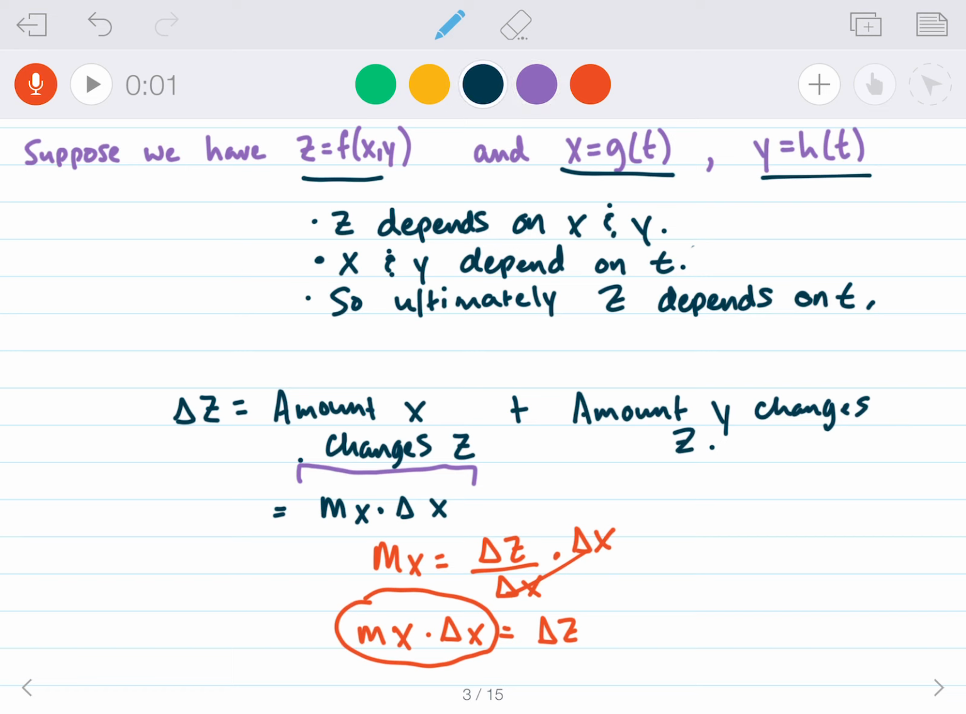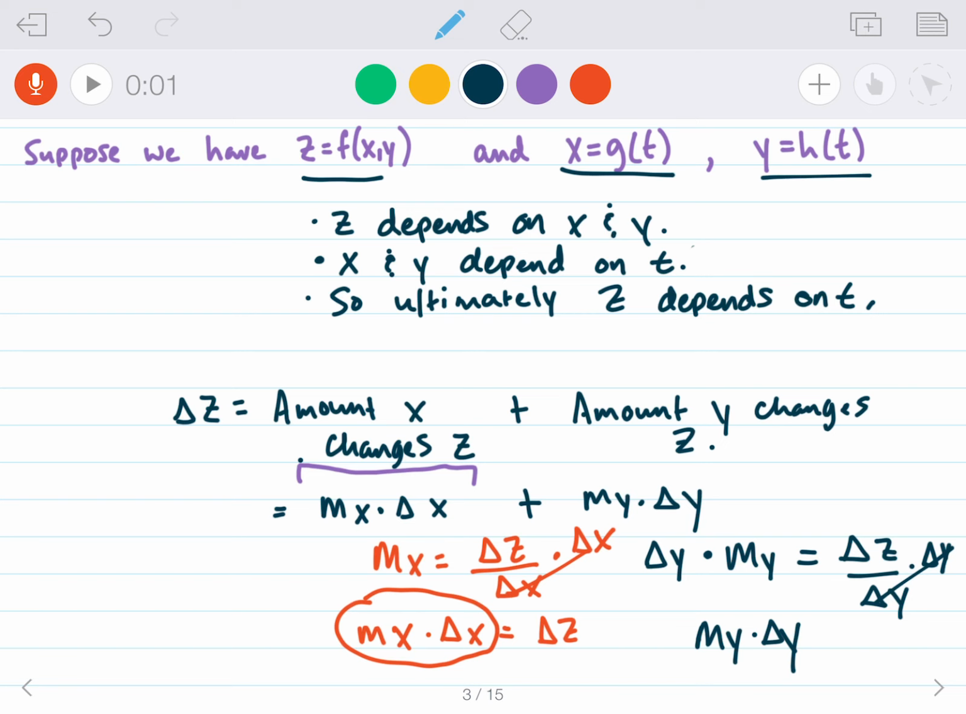And in a similar way, we can use the same idea with y. The slope in the y direction, with z being our dependent variable, is going to be the change in z over the change in y, and therefore the change in z with respect to y is the slope in the y direction times delta y. Okay? So let's go ahead and write that out right here. So slope in the y direction times delta y. Okay, so this is the change in z.